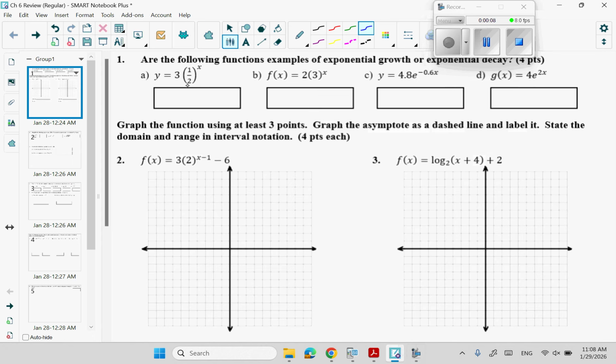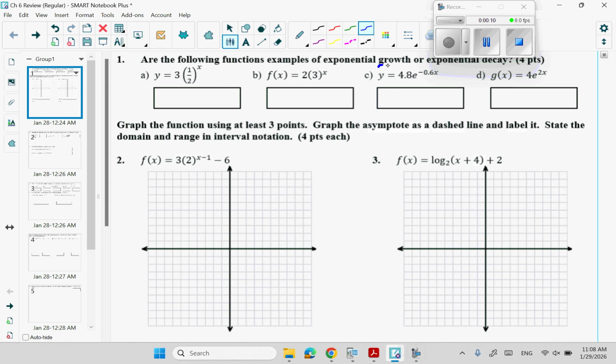Okay, so first I look at growth or decay for exponential models. I first look and see whatever has the exponent. In this case, 1/2 is less than 1, so I would say this is a decay model. Here, 3 is greater than 1, so this is actually a growth model.